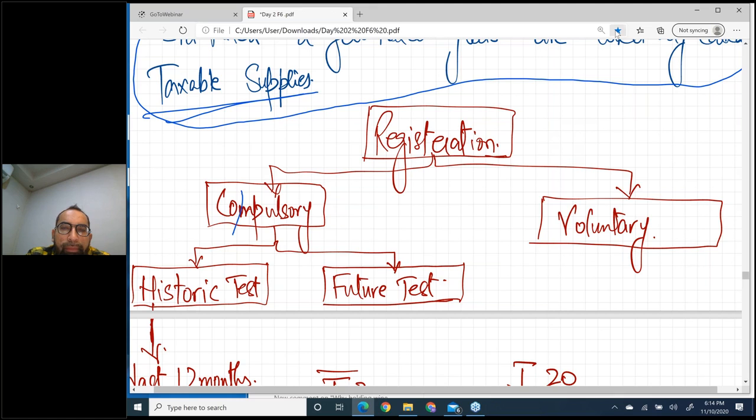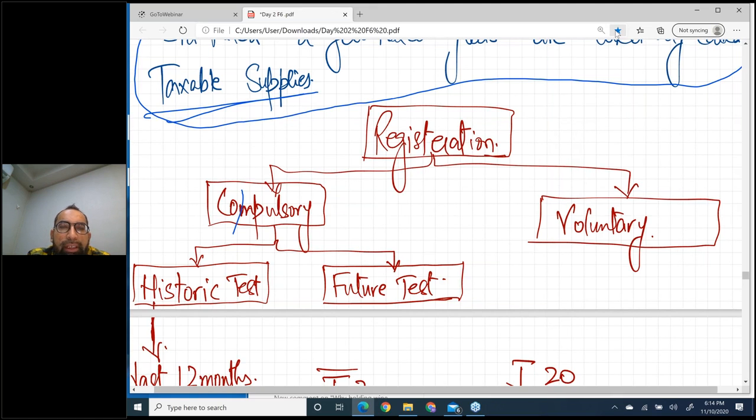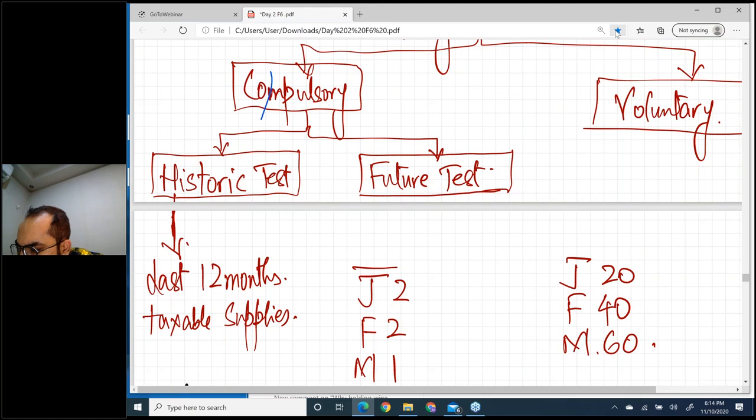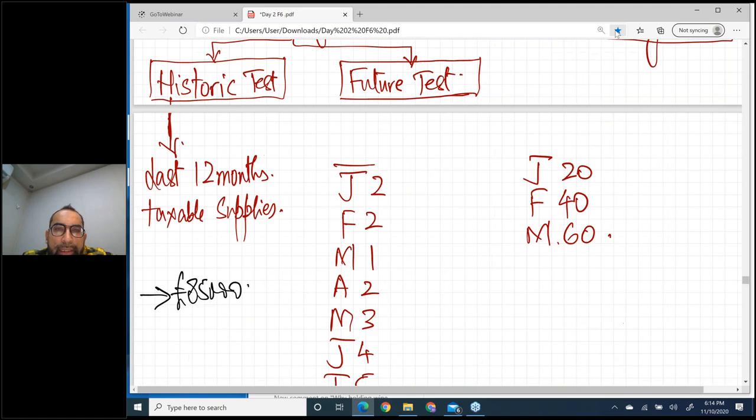First of all, we are doing compulsory registration. For compulsory registration, there are 2 tests. Look here. One is the historic test and the second is the future test.